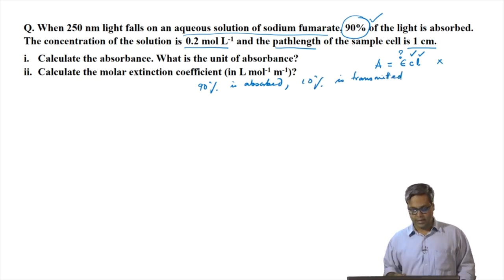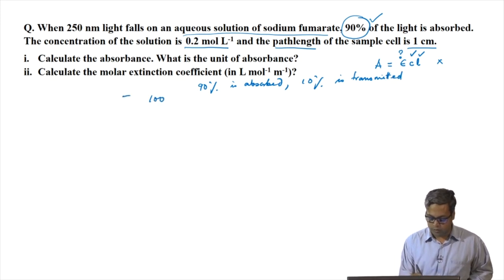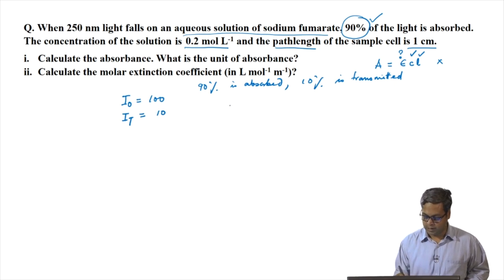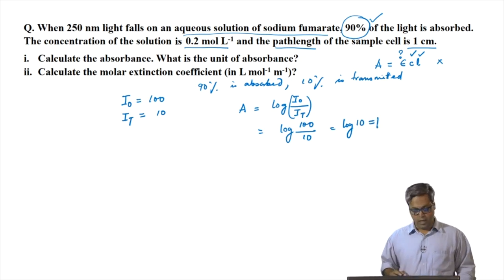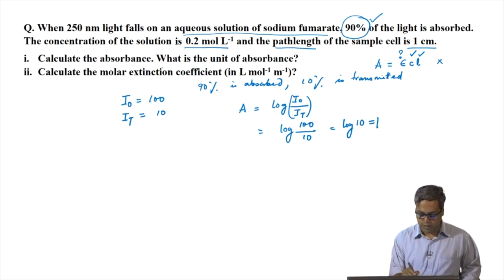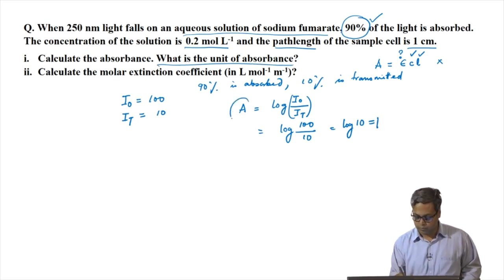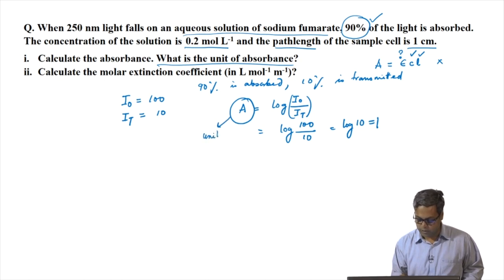In other words, let us say if we had 100 photons to start with, or because N 0 is proportional to I 0, let us say I 0 equals 100, then I t is 10% of 100, that is 10. Or in other words, I can write absorbance equals log I 0 by I t, that is log 100 by 10, which is log 10 equals 1. So, the first question has a second part, what is the unit of absorbance? So, we should all remember absorbance is unitless.